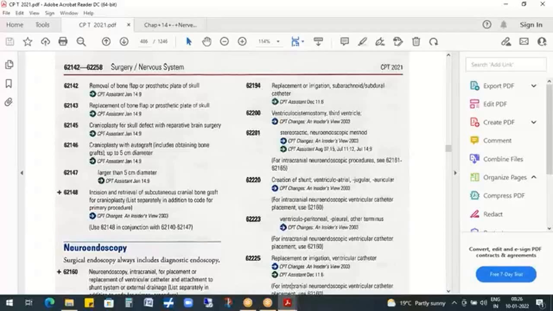VP shunt. What do we call it as VP shunt? Ventriculoperitoneal shunt to drain fluid. A shunt is used for what? To drain fluid from one location to another location. We call it VP shunt. 62223.